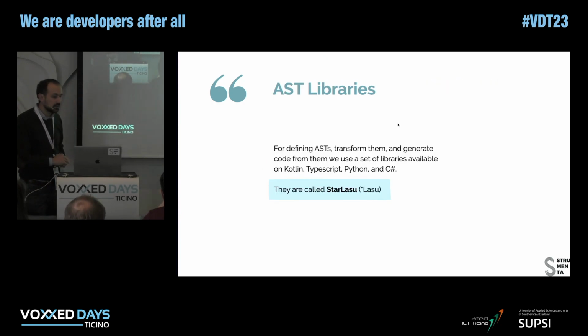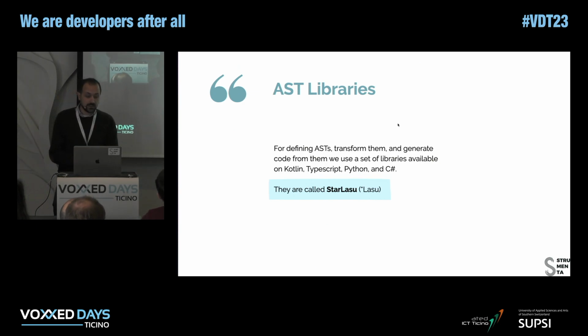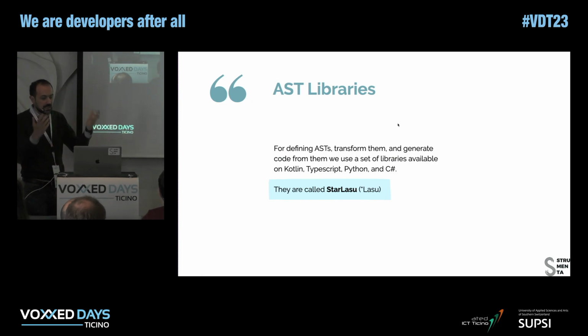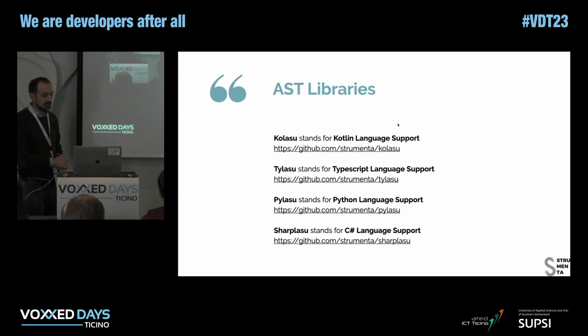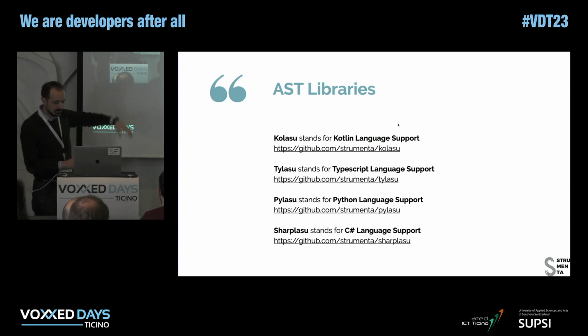So to represent ASTs, what we have done is create a set of libraries that are basically the same library written in 4 languages, and we call them Starlasu collectively. They are open source. The original one is written in Kotlin and is the most mature. Then we created basically the same one in TypeScript, in Python, and very recently we started the one in C#. So maturity becomes lower and lower as you read the slide.